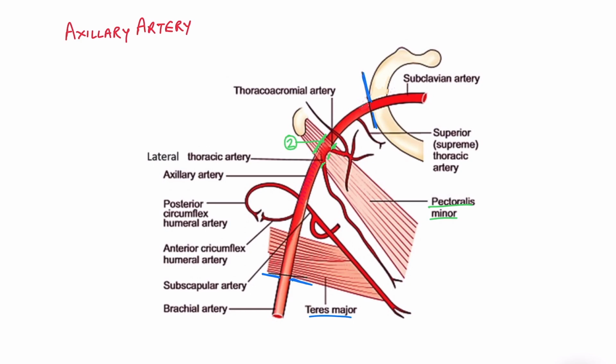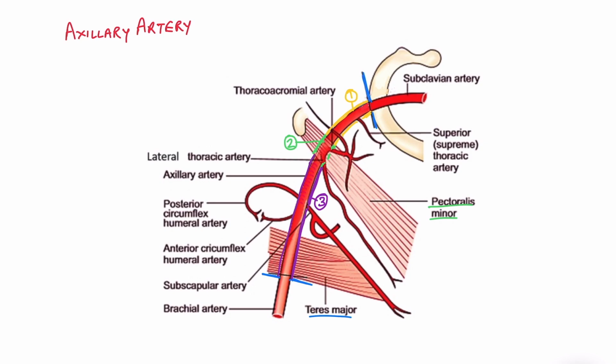Now from the outer border of the first rib up till the upper border of pectoralis minor, this much portion, the yellow color I'm using, is the first part. Now from the lower border of pectoralis minor up till the lower border of teres major, the purple color I'm using, this indicates the third part of axillary artery.